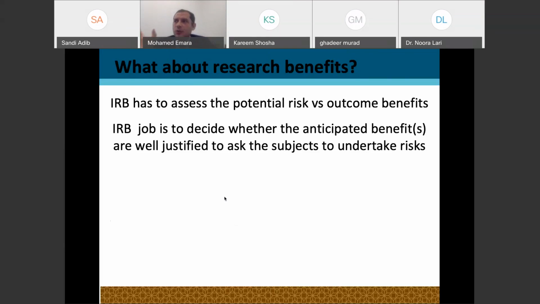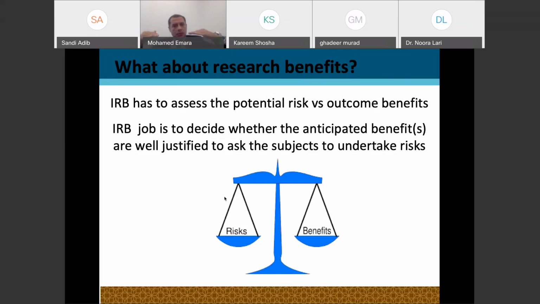It is very clear to be said that they are well justified to ask the subject to undertake these risks. Not only that, but how the researcher will help the subject to decrease those risks, how the researcher will work on minimizing the risk. So it's all about the balance. It's the risks versus benefits, which is more than the other, okay? And then the IRB will decide.